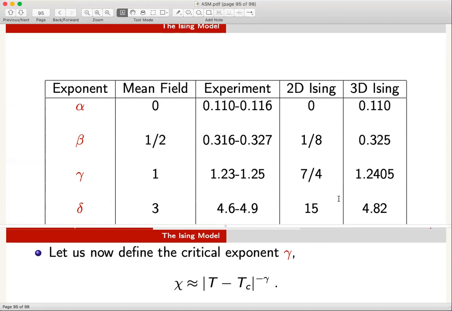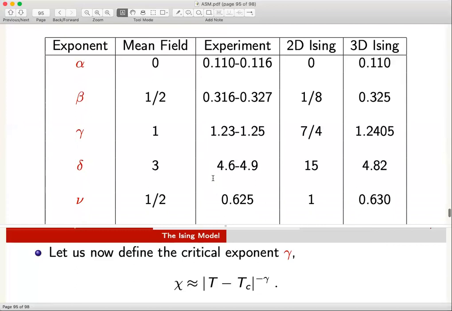So when I say 3D Ising, maybe I should talk about only 3D Ising. When I say 3D Ising, this is completely computer simulation. This is not experiment. Whereas when I say experiment, this is actually a realistic system on which you do the experiment and check what values it takes.